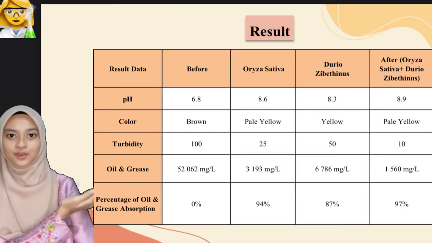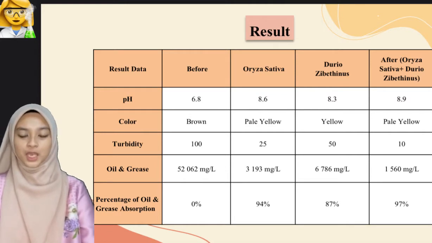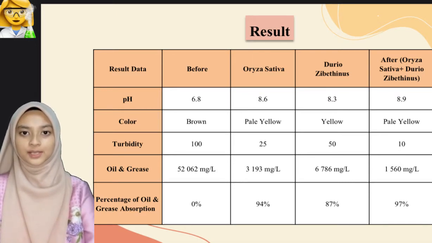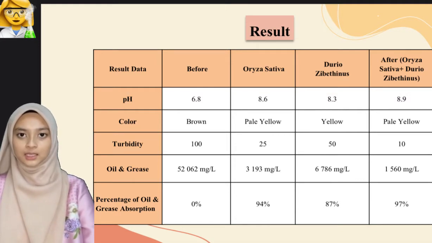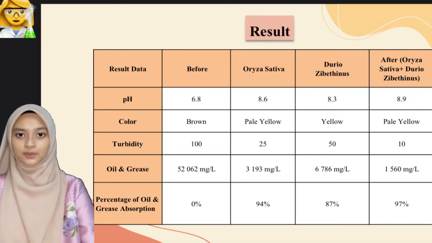This is our result before and after the project. The pH before is 6.8. After using Oryza sativa it is 8.6. After using Durio zibethinus it is 8.3. And after using Oryza sativa and Durio zibethinus it is 8.9. Next, the color of the water sample is brown before the experiment, pale yellow after using Oryza sativa and yellow after using Durio zibethinus. Last is pale yellow after using both materials.